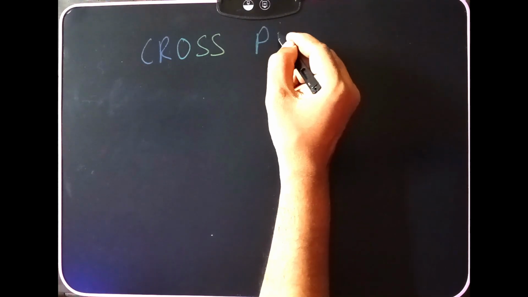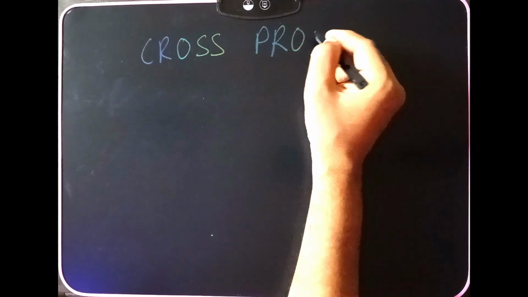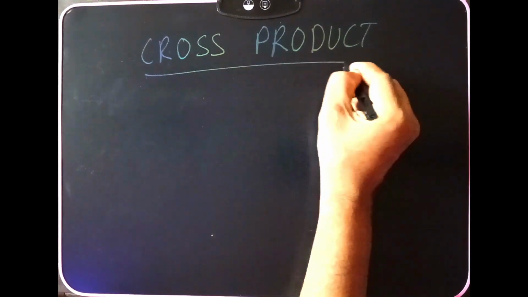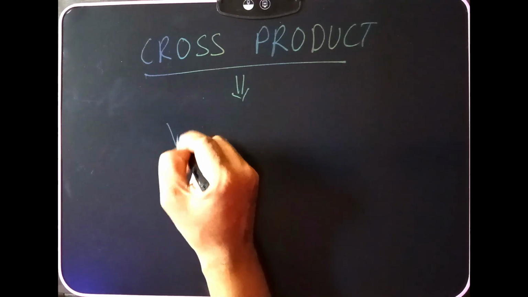In the previous session we saw dot product. Today we are going to see cross product. Cross product is also called a vector product.